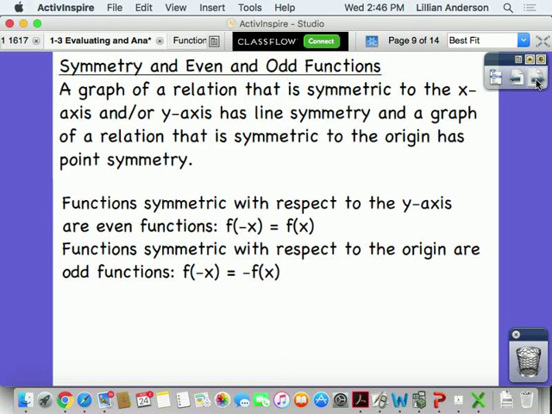Algebraically, if a function is symmetric to the y-axis, they're called even functions, okay? And to determine if functions are even algebraically, you basically plug in a negative x for every x that you see. And if you simplify it and get the original function, it's even.